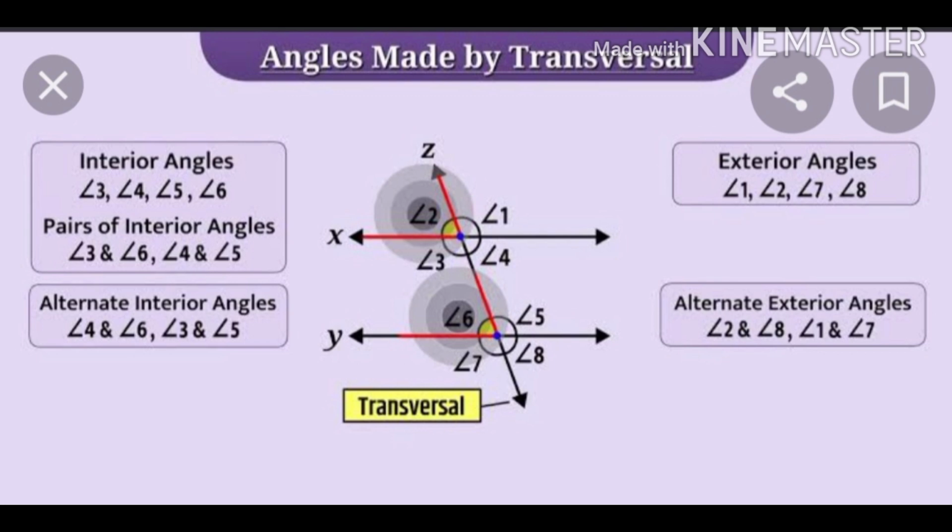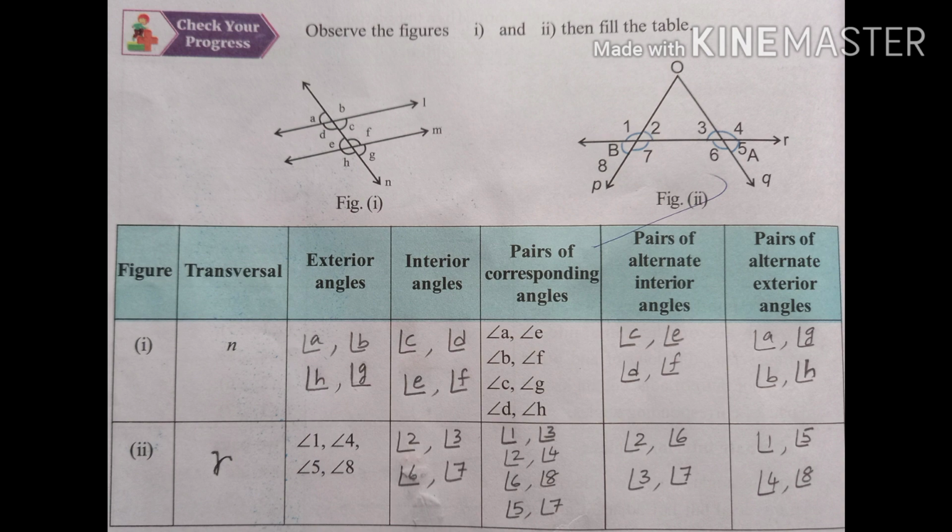Observe the shown figure, children. You can understand very well what are interior angles, exterior angles, and pairs of alternate interior angles and alternate exterior angles. Observe the following figures, children. From figure 1 and from figure 2, we have to fill the following tabular form.